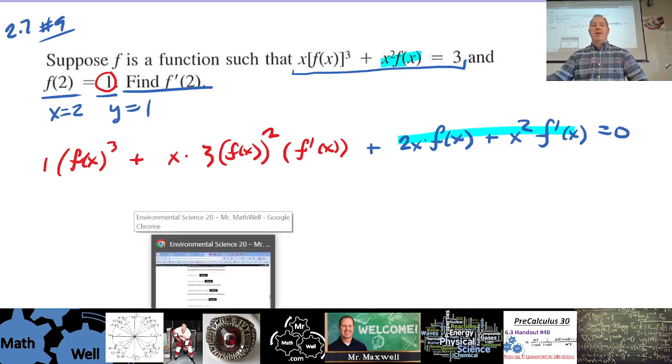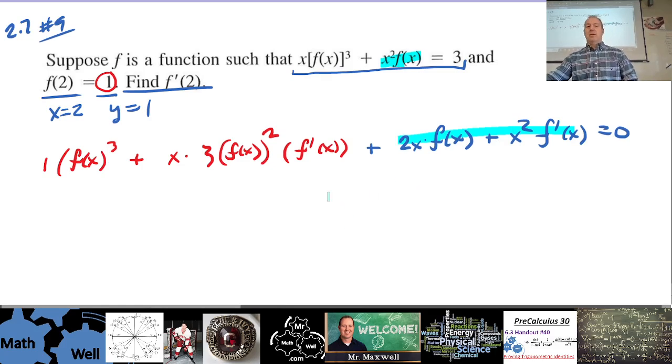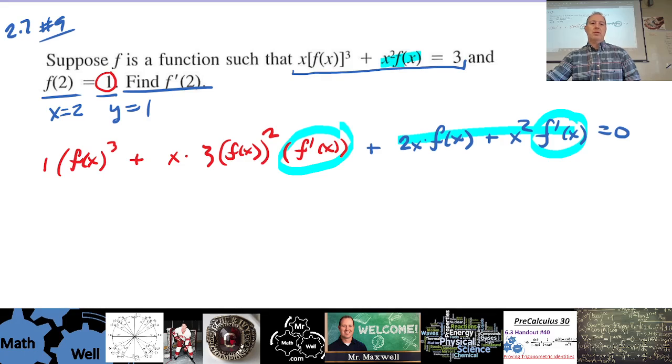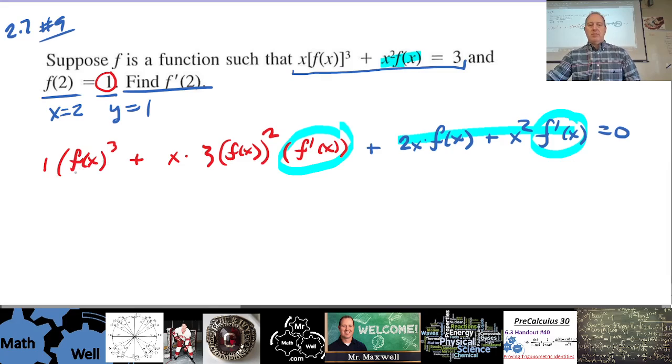Yeah. Okay. So when we get to this point, it's a mess of stuff. We need to solve for f prime of x, so we can plug some things in first to simplify, but you have to isolate f prime of x. Let's see what happens here. Again, this is 1 times f of x, and we're looking at x equals 2. So f of 2 is 1. So this is 1 times 1 cubed.